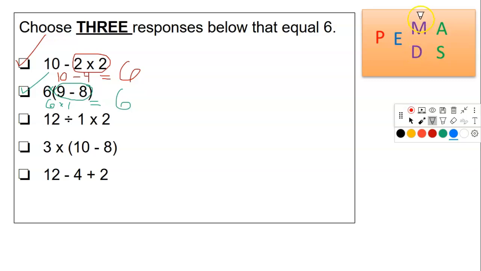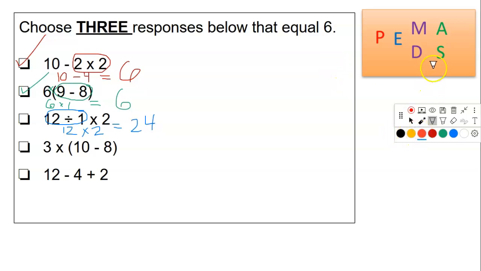So for this problem, we have both multiplying and dividing. If we have multiplying and dividing both, we can just go left to right. We can just go straight across in order. Anytime you have both multiplying and dividing, you can just go straight across. So we're going to do 12 divided by 1 first. 12 divided by 1 is 12. Then we will do times 2. And that equals 24. So this one does not equal 6. We're not going to choose this one.